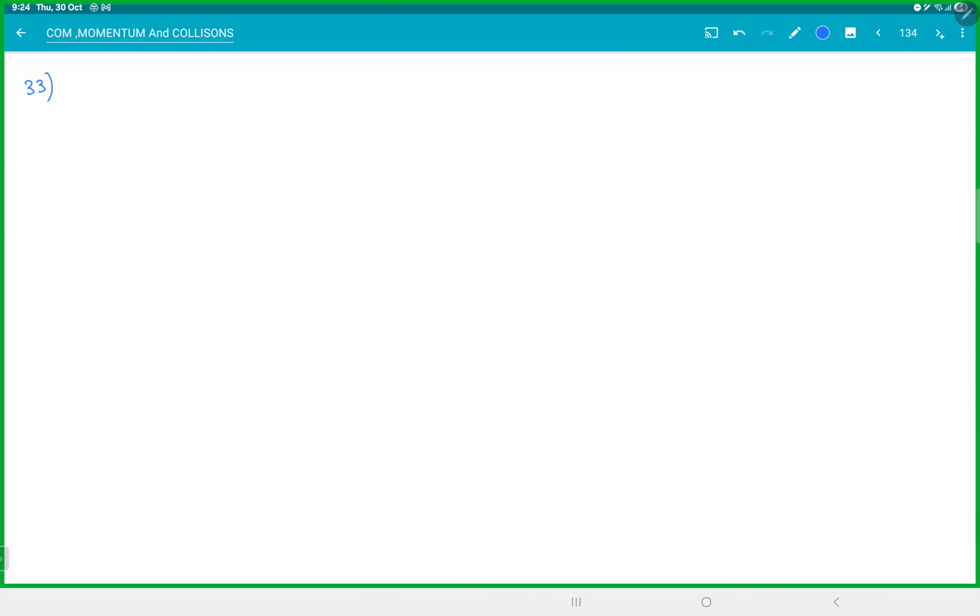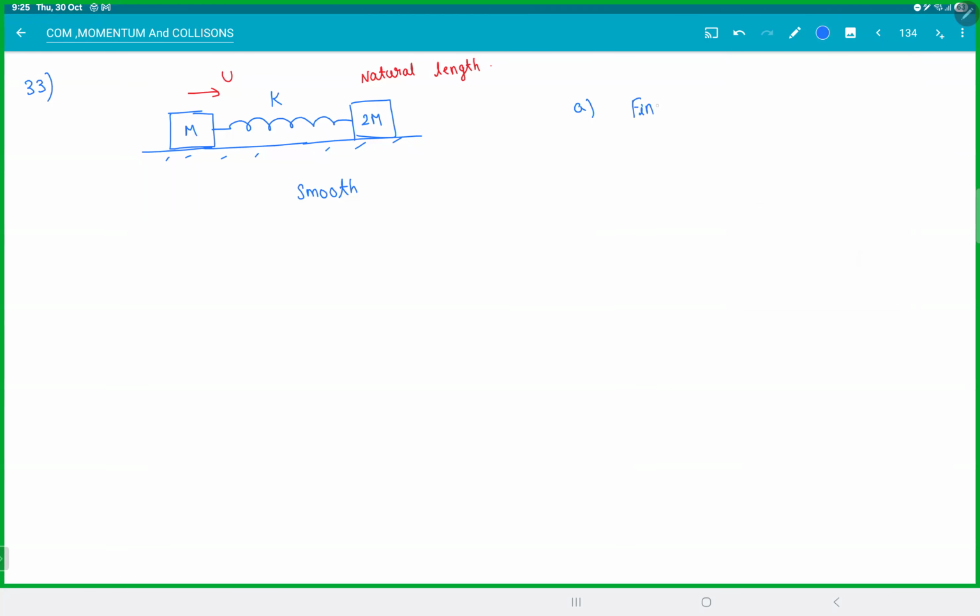Right. Next one. This is another standard question. It comes a lot. We'll again encounter this thing in simple harmonic motion, also in alternating current. So we have a block, and a spring, and a block of 2m. Spring constant is k. We have a smooth floor. Spring is in natural length. You kick this block with speed u, and the 2m block is initially at rest. Find the max compression in the spring.